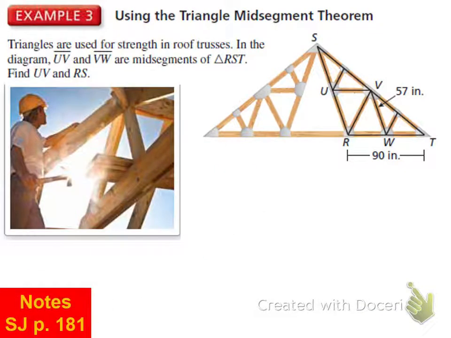Triangles are used for strength in roof trusses. Amen. What a blessing. In the diagram, segment UV and segment VW are mid-segments. So we're going to highlight them. Take one color. We're going to highlight UV because there's just a lot going on. What is UV parallel to? RT. So I'm going to highlight that as well.